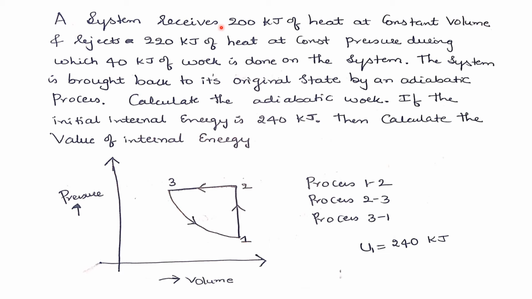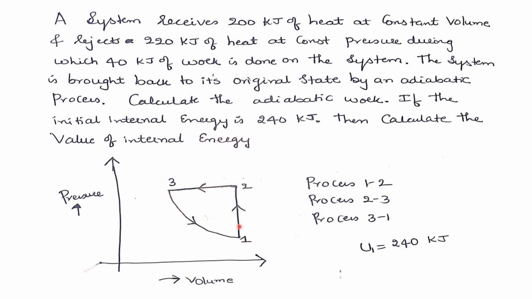A system receives 200 kilojoules of heat at constant volume, and rejects 220 kilojoules of heat at constant pressure, during which 40 kilojoules of work is done on the system. The system is brought back to its original state by an adiabatic process. Calculate the adiabatic work. If the initial internal energy is 240 kilojoules, then calculate the value of the internal energy.